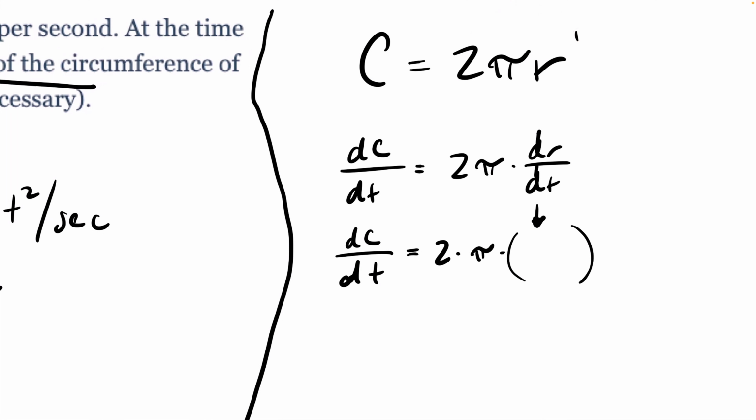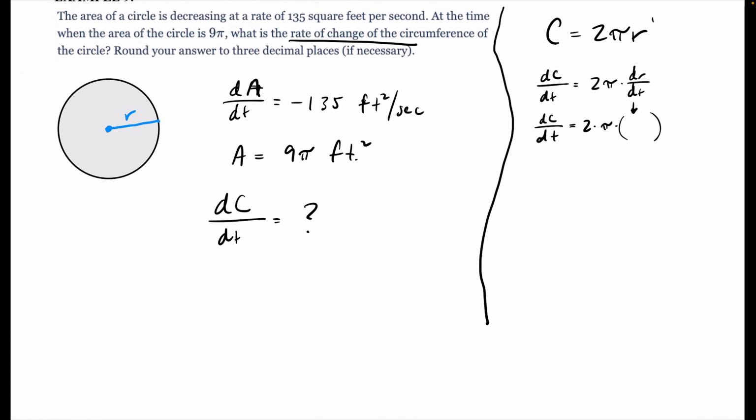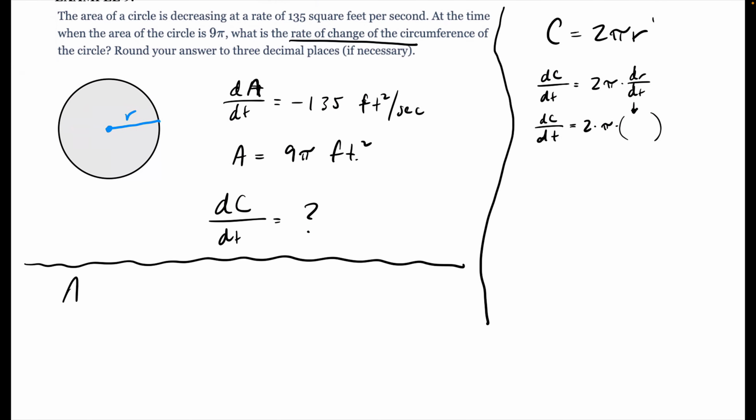I need another equation, another formula to help fill in that missing piece. The only other one that has r in it for a circle is area, area equals pi times radius squared. Step 4 is kind of like a side step. It's a pause. We're pausing what we're doing in the question. Over here is what we're doing in the question, but I can't go any further because I don't have dr over dt. So I'm going to use area, the other formula for a circle.